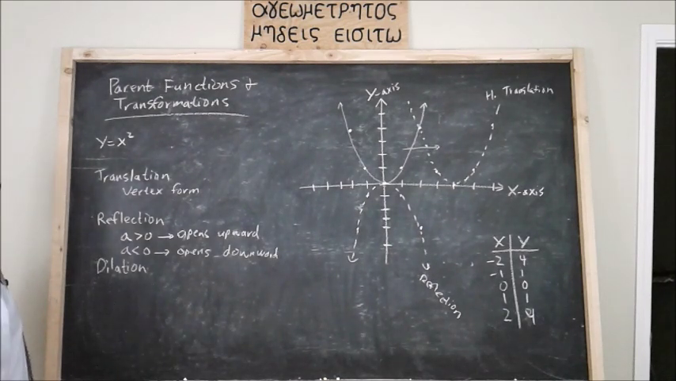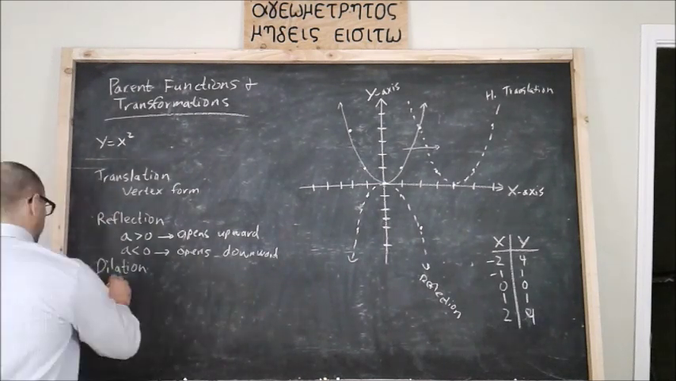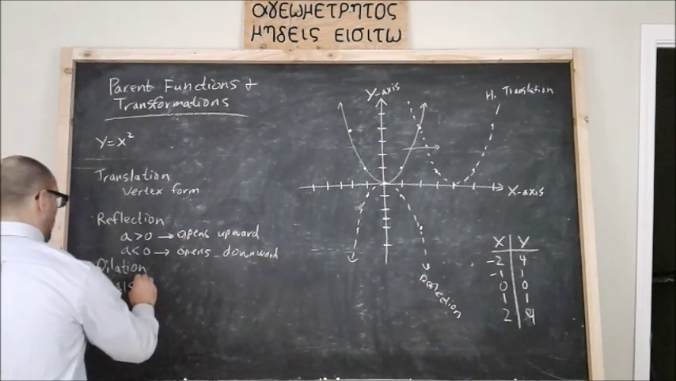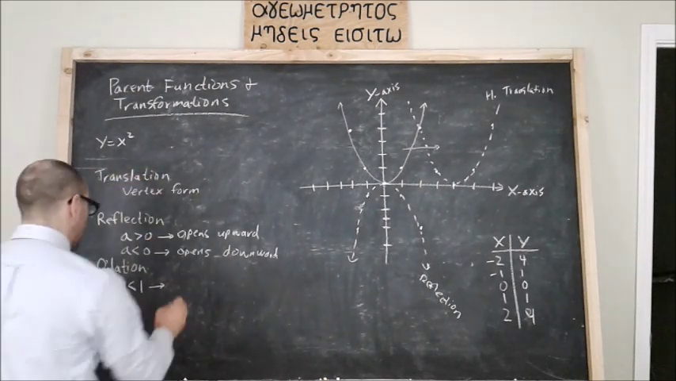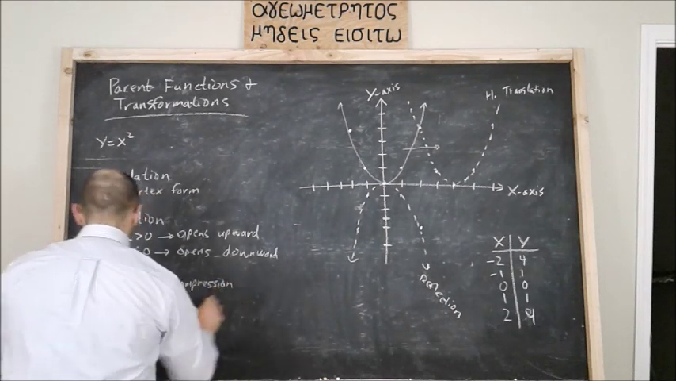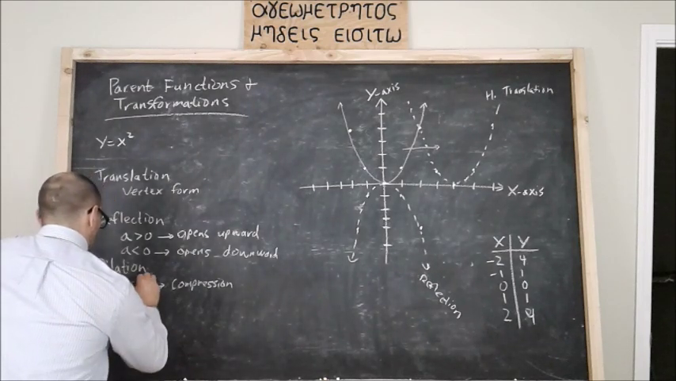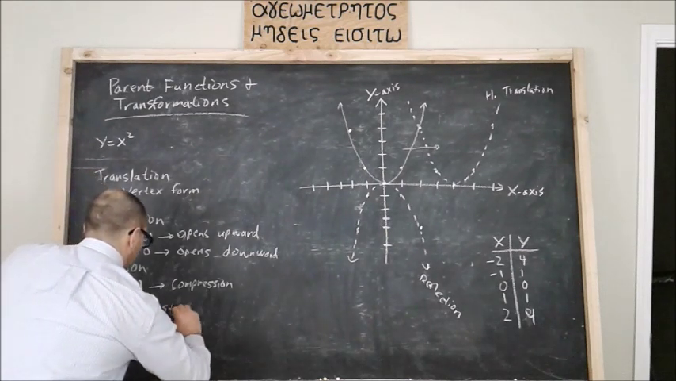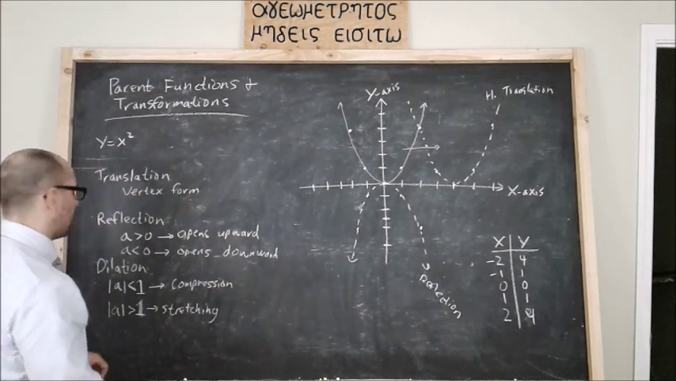And lastly, dilation. This also is dependent on A. If the absolute value of A is less than 1, that's like a compression. We're squishing it down. If the absolute value of A is greater than 1, then that is a stretching. It's like we're pulling it to make it longer.